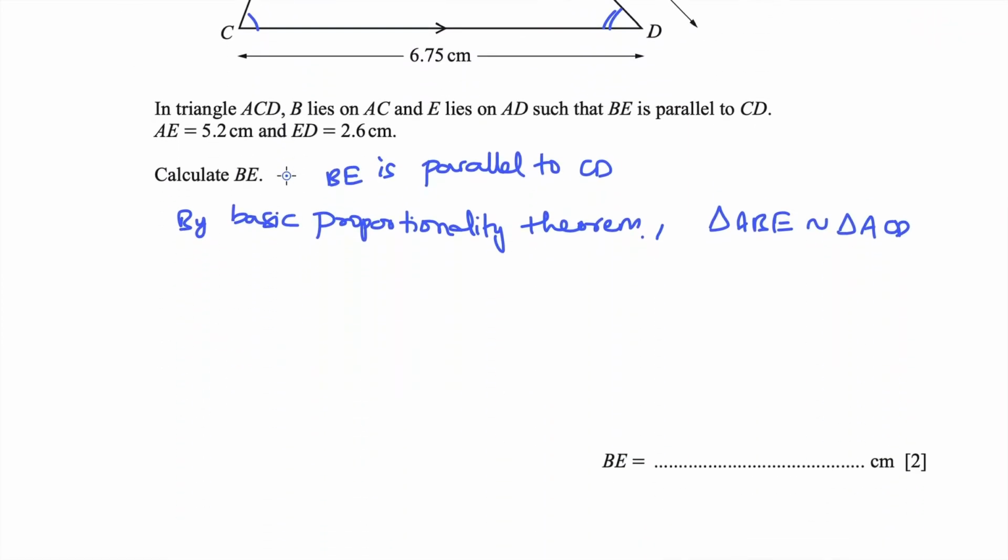And so once they are similar, ABE, ACD, that's it. The problem is almost solved. So once they are similar, what will happen? AB by AC will be equal to BE by CD. This will be equal to AE divided by AD. Now we just need one pair. So what do we know?